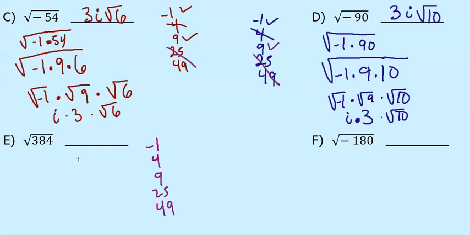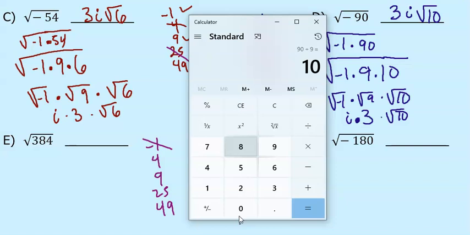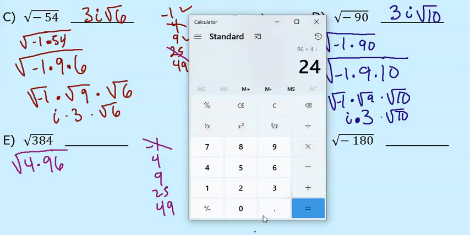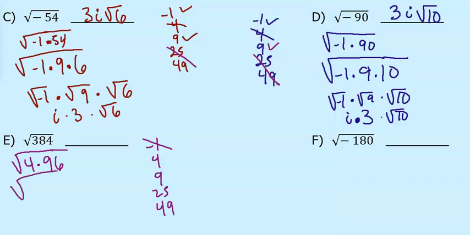Let's do the next one. E, the square root of 384. There's no negative, so we can skip that one and try 4. 384 divided by 4 is 96, so we can do that. So we have 4 times 96. Let's see if we can divide out another 4. We can. So we have 4 times 4 times 24. And 24 divided by 4 is 6. So we write 4 times 4 times 4 times 6.